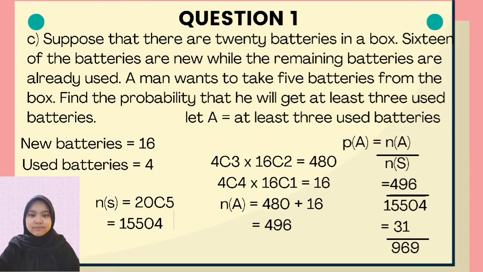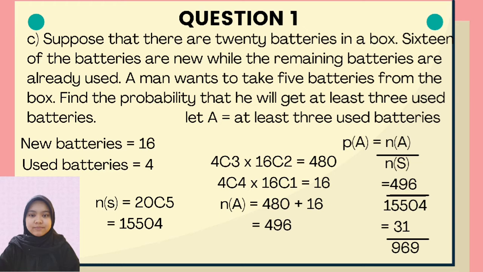Question 1c. Suppose that there are 20 batteries in a box. 16 of the batteries are new while the remaining batteries are already used. A man wants to take 5 batteries from the box. Find the probability that he will get at least 3 used batteries. First step, find the sample space, which is equal to 15,504.